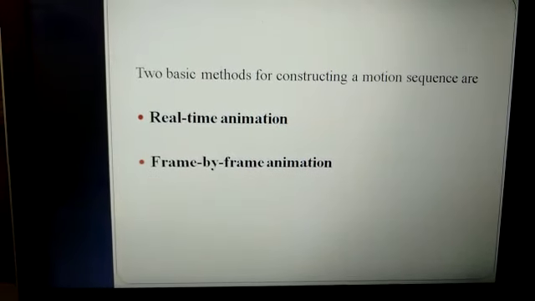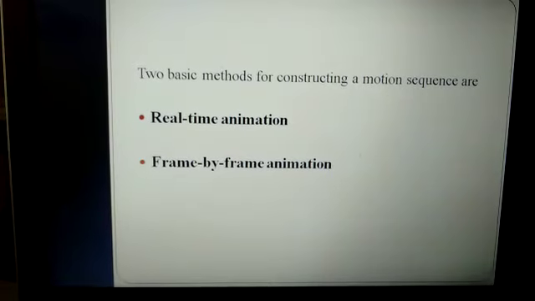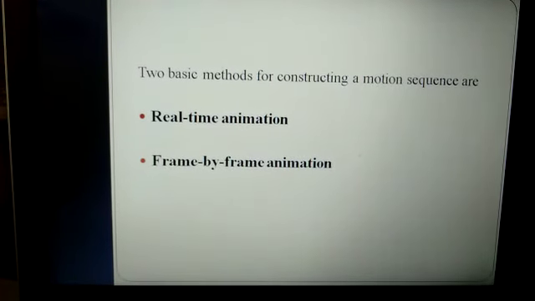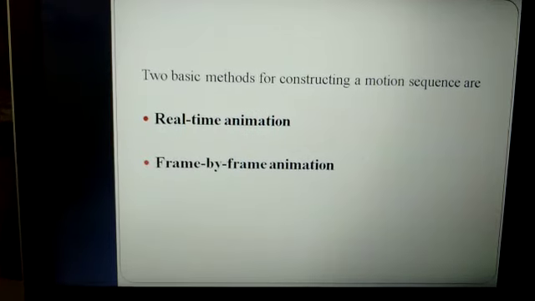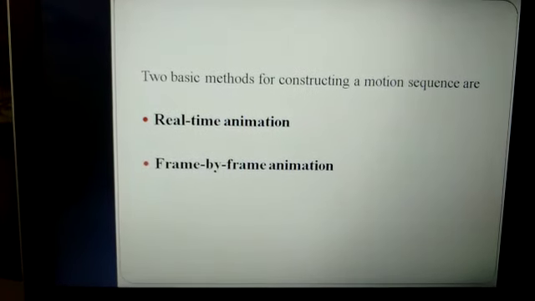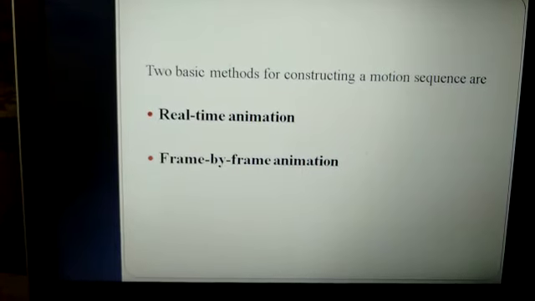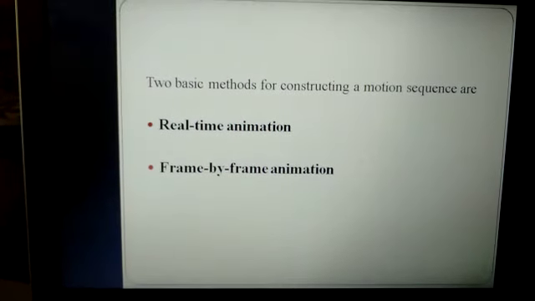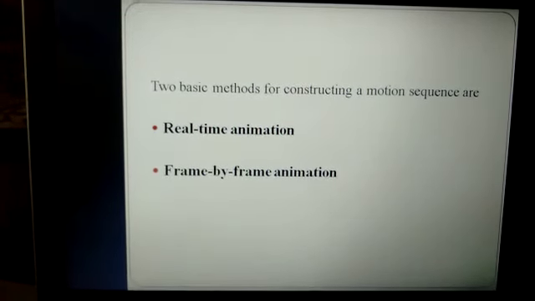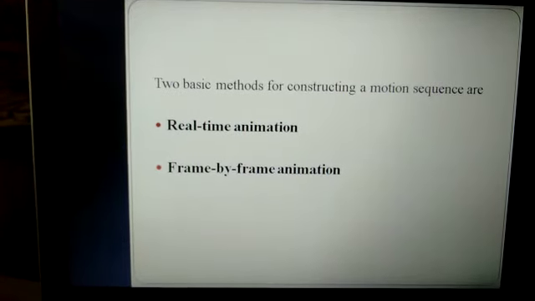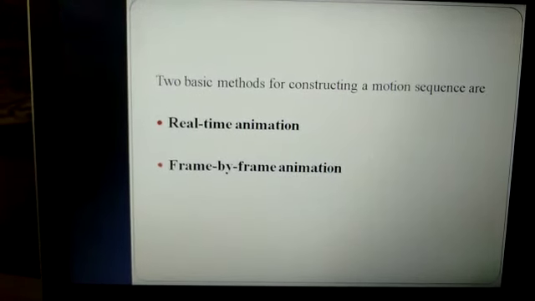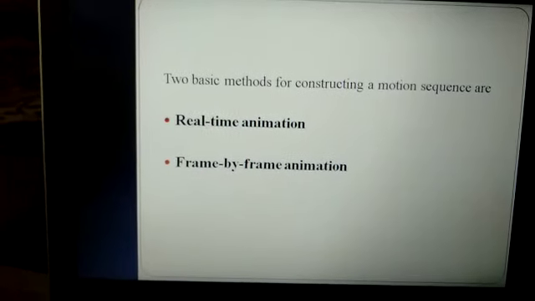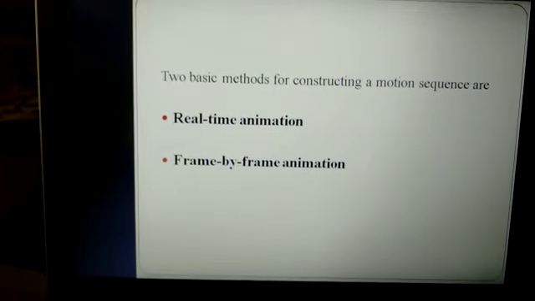For constructing basic methods for motion sequences, we have two important methodologies: real-time animation and frame-by-frame animation. In real-time computer animation, each stage of the sequence is viewed as it is created. Thus, the animation must be generated at a rate that is compatible with the constraints of the refresh rate. Whereas in frame-by-frame animation, each frame of the motion is separately generated and stored. Later, frames can be recorded on film or they can be displayed consecutively on a video monitor in real-time playback mode.